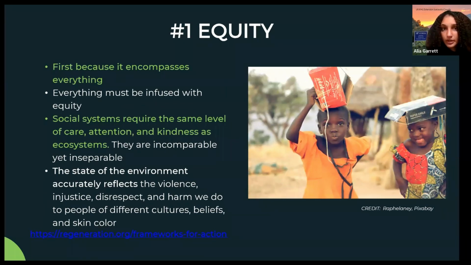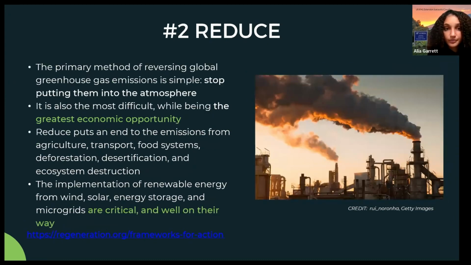The first framework is equity. And as I mentioned, this is first because it encompasses everything. Everything must be infused with equity. Social systems require the same level of care, attention, and kindness as ecosystems. They are incomparable yet inseparable. And basically, the state of the environment accurately reflects the violence, injustice, disrespect, and harm we do to people of different cultures, beliefs, and skin colors.